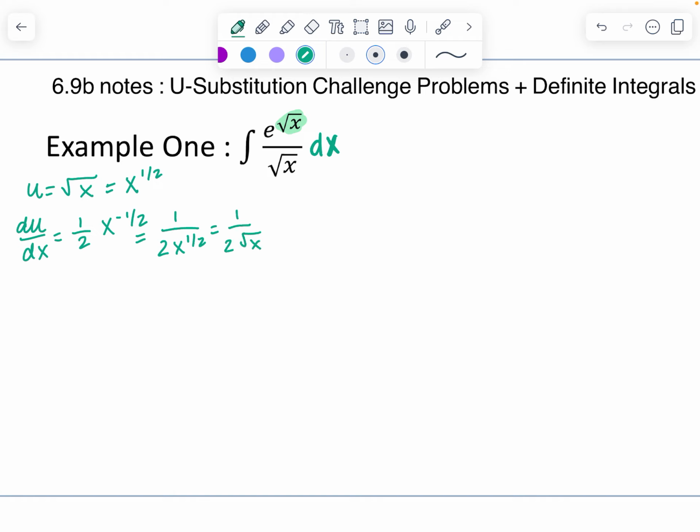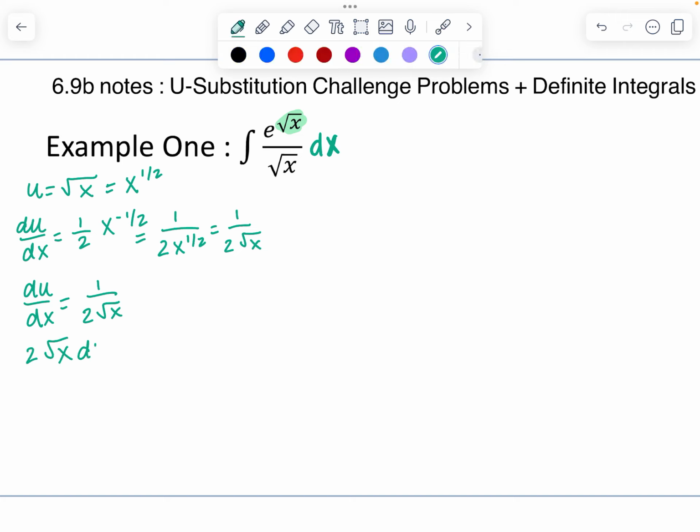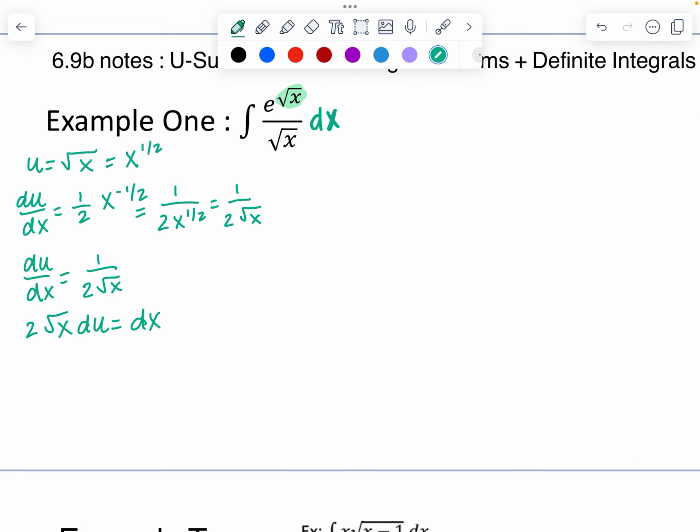And we've got the derivative du with respect to x, which essentially equals 1 divided by 2 times the square root of x. Then I'm going to solve for dx to help me plug in. I'm just cross multiplying, so I should get 2 square root of x du equals dx. So that's my setup over here.